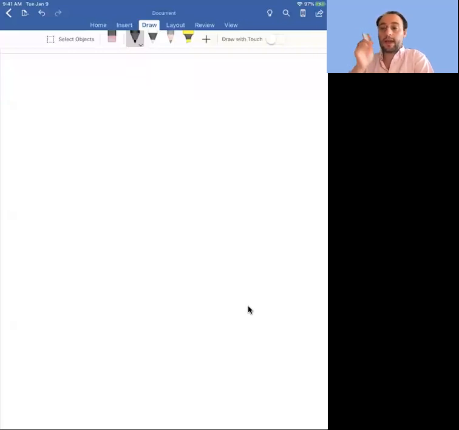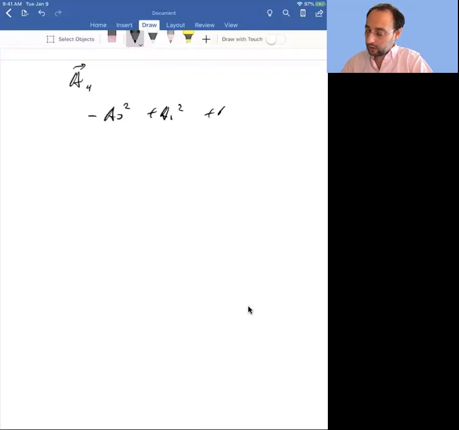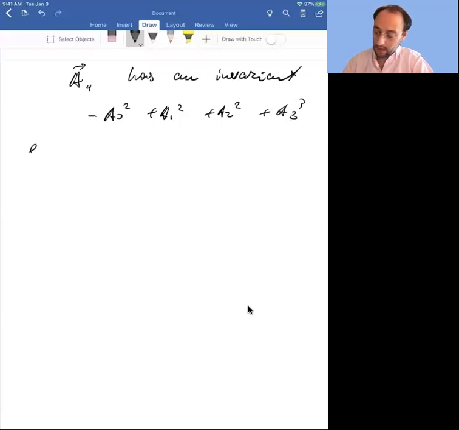Any 4 vector will have an invariant. I gave an example with just 4 quantities that happen to transform from one reference frame to another by Lorentz transformation. Then it's automatically a 4 vector, and it automatically has an invariant: minus a0 squared plus a1 squared plus a2 squared plus a3 squared. We already saw an example with position, right? So minus ct squared plus x squared plus y squared plus z squared.